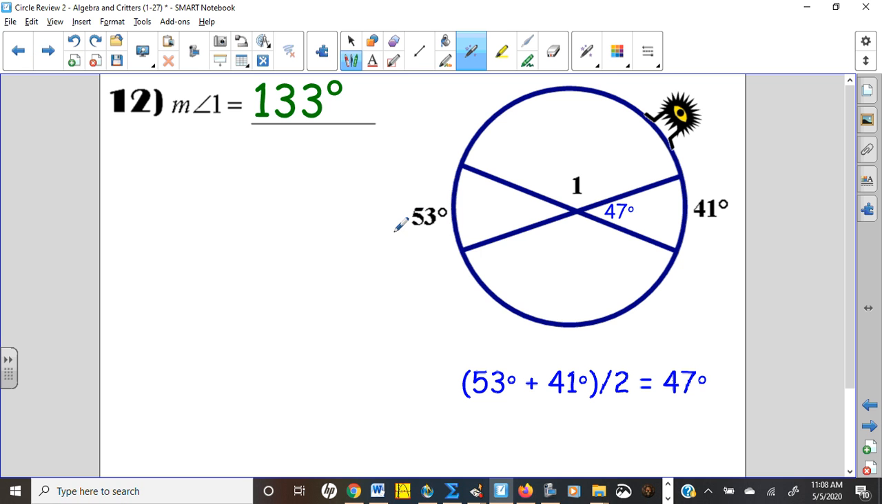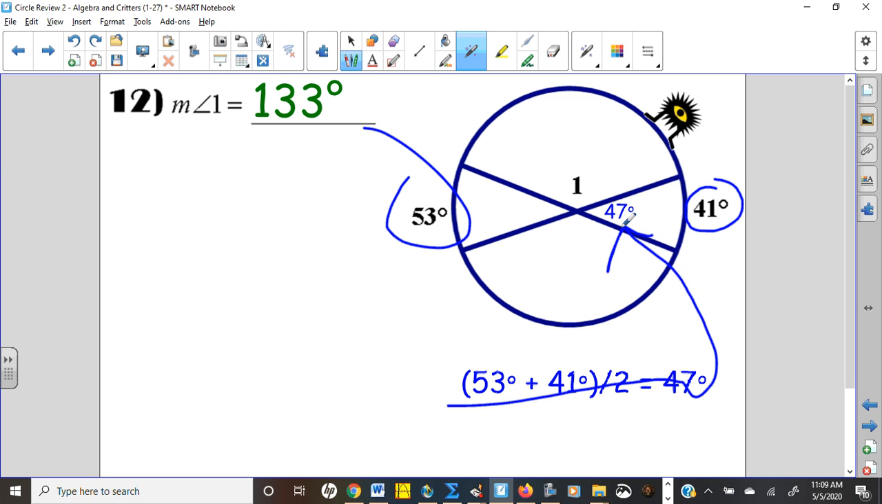Number 12, we're talking about theorem 10.12 again, where the angle formed by 2 intersecting chords is the average of the arcs. So I averaged 41 and 53, and I got 47. And once I know that this is 47, I use linear angles, subtracting from 180 to get angle 1.